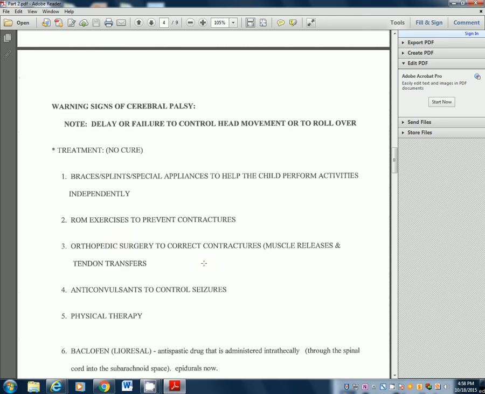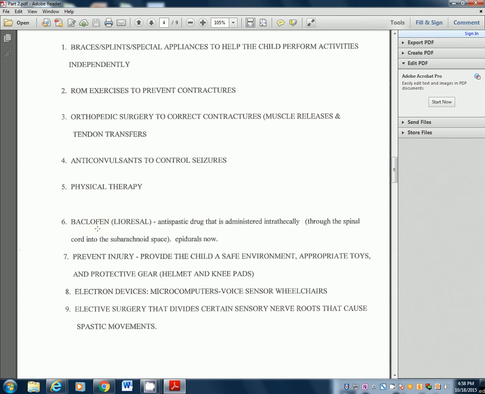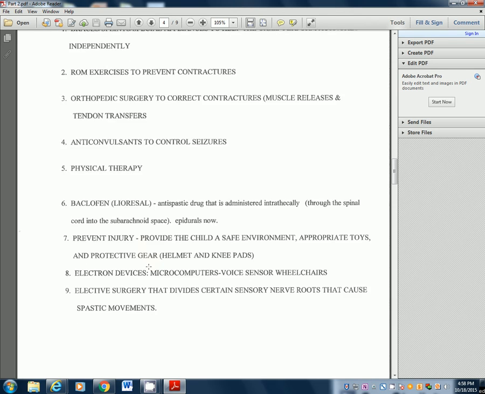Range of motion exercises to prevent contractures. They may have to have some orthopedic surgeries to correct contractures where they go in and do muscle releases and tendon transfers, and they do those a lot. Anticonvulsants to control their seizures, and physical therapy. They may have what's called baclofen, which is an antispasmodic drug administered intrathecally through the spinal cord that helps with those spasmodic seizure-like activity and helps control that movement some.